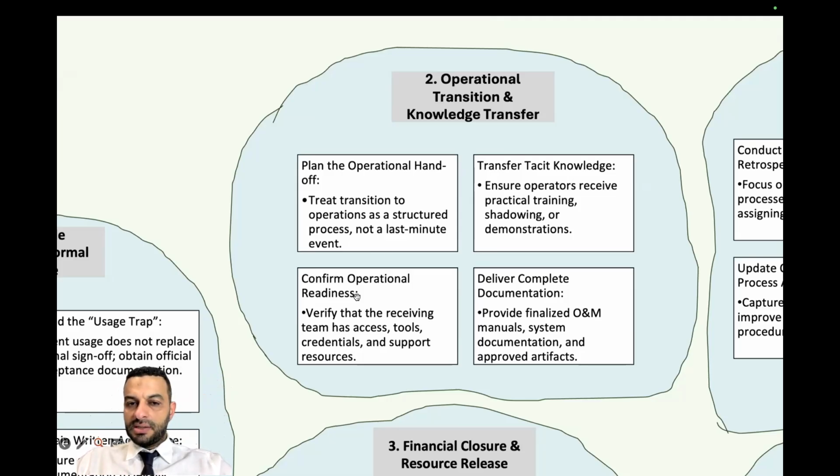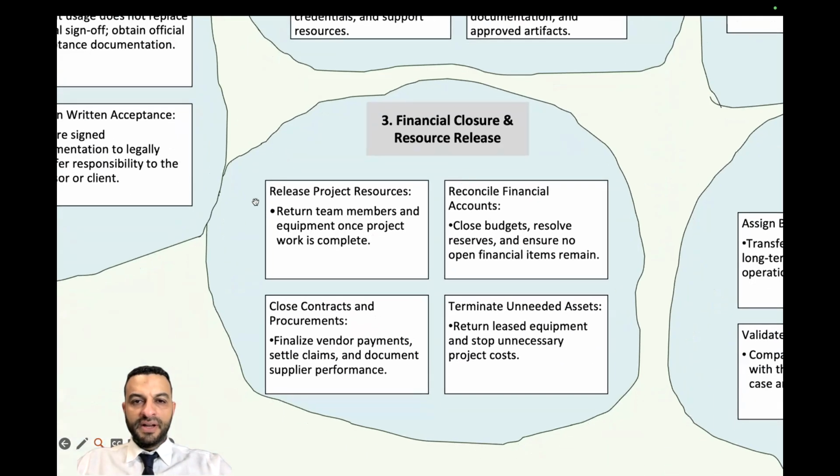Confirm the operational readiness if this is included in your contract. Deliver the complete documentation for the financial closure and resource release. Release the project resources back to their departments, or to the company head office in case you are working at the site, or to another project, meaning shift or transfer to another project. Close the contract and procurement. Reconcile the financial accounts, close the budget, and if there is any buffer, inform the management.